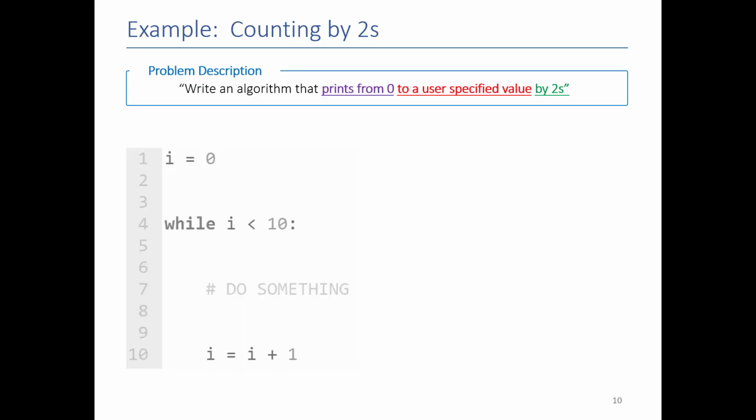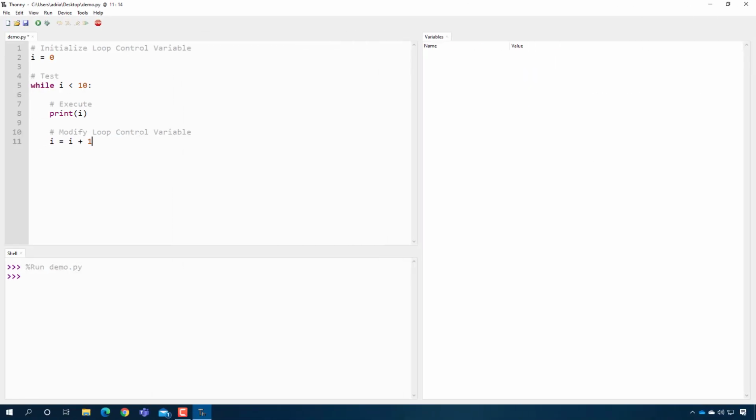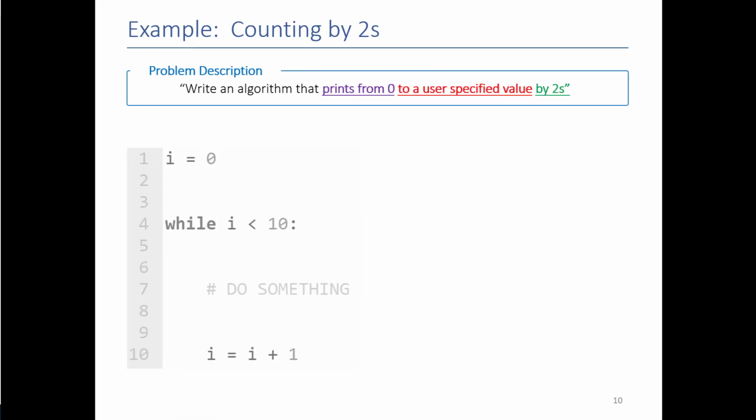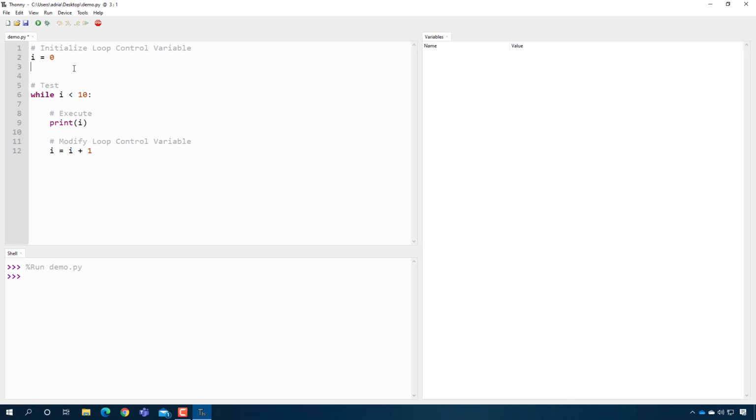First problem. Write an algorithm that prints from 0 to a user-specified value counting by 2s. Alright, that's easy. So let's go through each phase. Initializing our loop control variable. We still want to count starting at 0, so that's fine. We also need to keep track of a user-specified value, so we also need to know what value the user wants. So I'll just say user value, and we'll go ahead and grab that value from the user real quick.